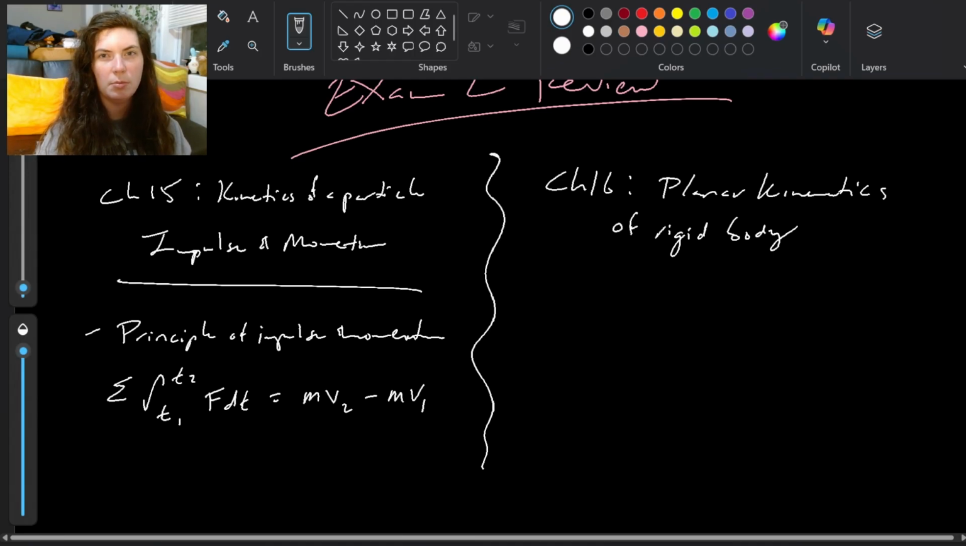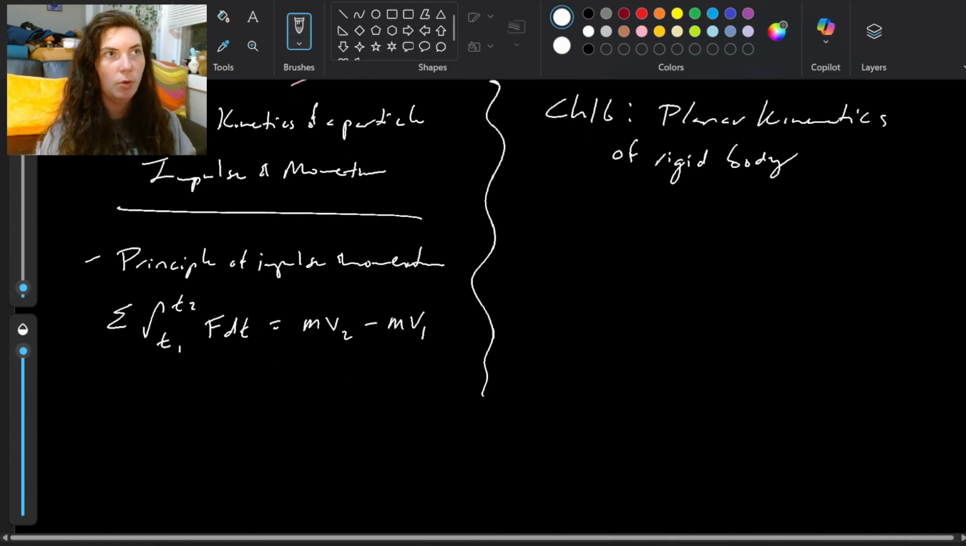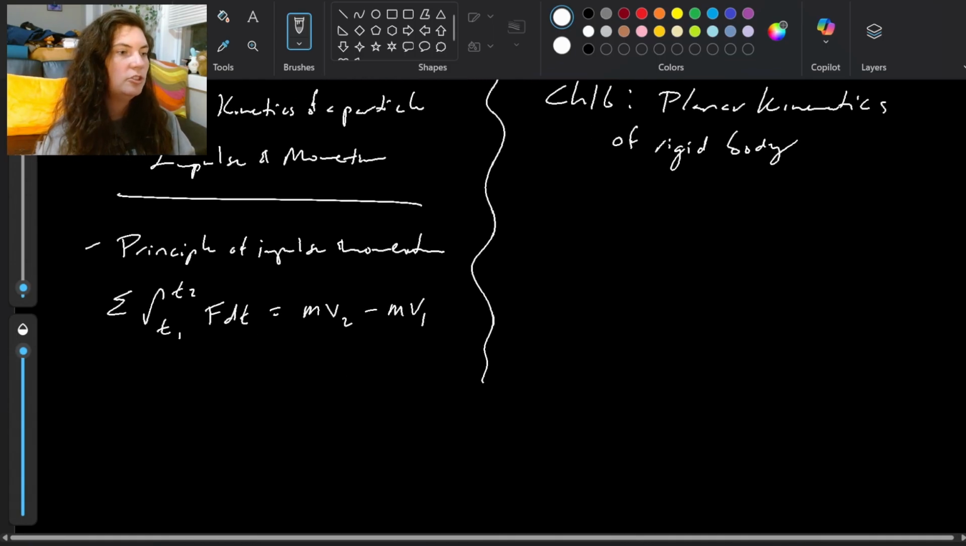We worked a few different problems where the benefit of this principle of impulse and momentum was if we had forces, velocities, and times. Usually, if you're given accelerations, it's a little easier to use F equals ma. If you're given velocities and positions, it's a little easier to use work and energy. But when you're given times, it's a lot easier to use this principle of impulse and momentum. Those were a lot of the examples we worked with this equation.